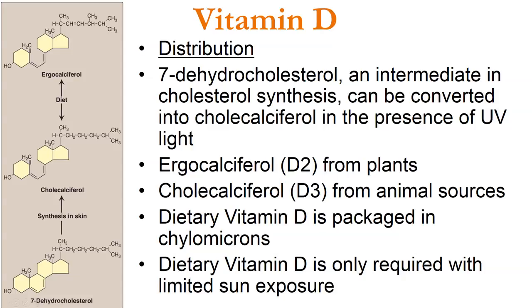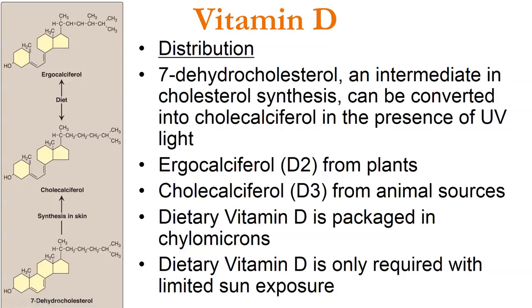So there is an intermediate in the cholesterol biosynthesis, which we'll talk about later, 7-dehydrocholesterol. That can actually be converted into cholecalciferol, which is going to be a precursor for vitamin D in the presence of UV light. That means if you get enough exposure to the sun, then you will technically make vitamin D, not a vitamin anymore because you're actually producing enough of it yourself. So vitamin D only really becomes a true vitamin if you're not getting enough sun exposure.